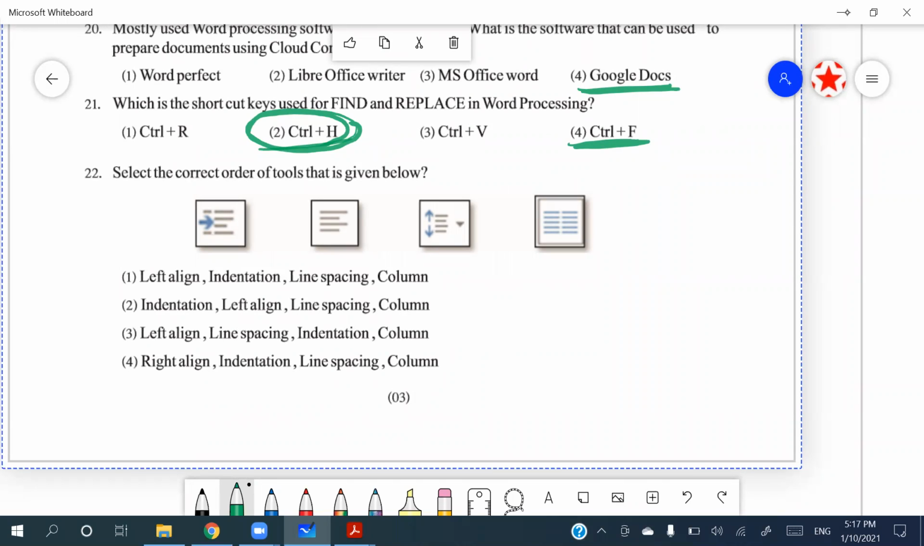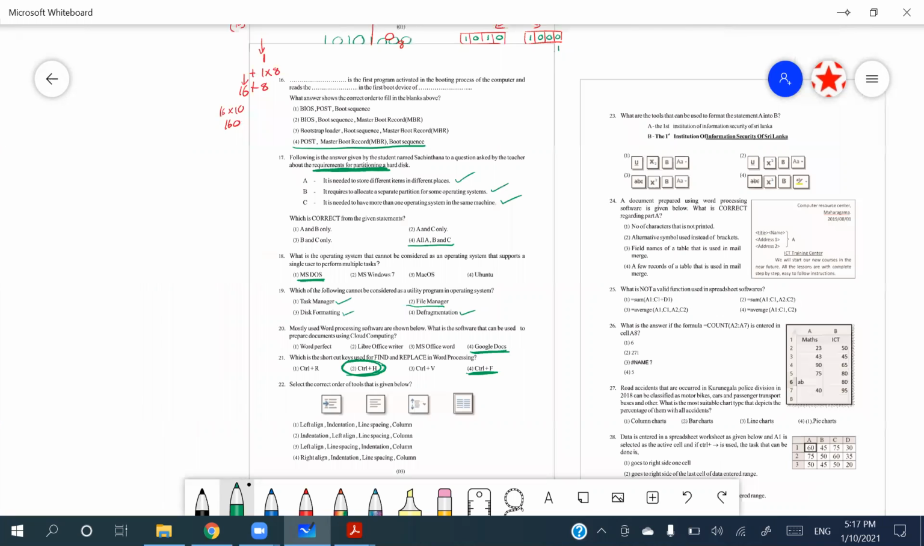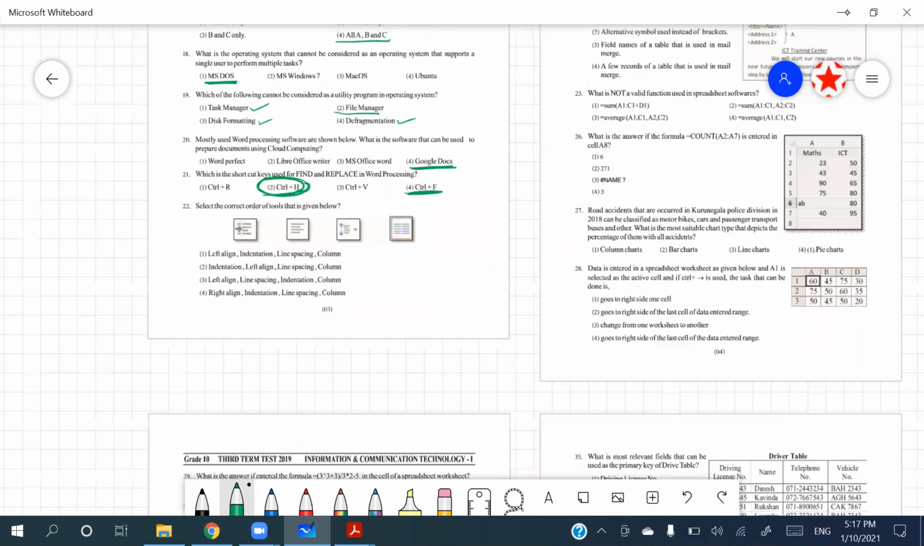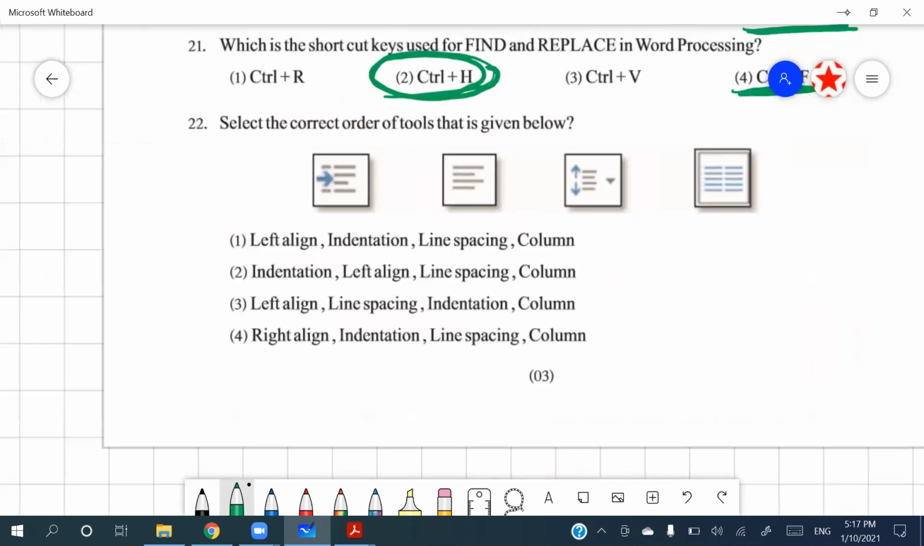In the 22nd, they ask about selecting the correct order of tools that is given below. Left align is going to be this. Yeah, so the order that they are in matters. So the first one is the indentation. So it's going to be the second answer anyway, because it is the only answer which contains the indentation, right? So the first one is the indentation. The second one is the left align. The third one is line spacing. And the fourth one is column.